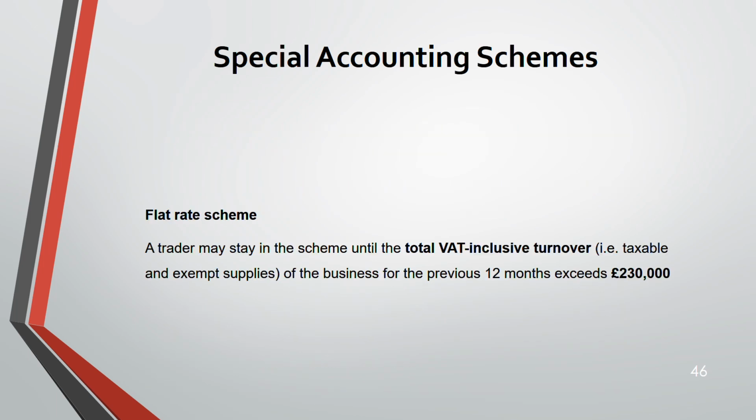Next. A trader may stay in the scheme until the total VAT inclusive turnover, including both taxable and exempt supplies of the business in the previous 12 months, exceeds 230,000. Until it exceeds 230,000, you can stay in the scheme.